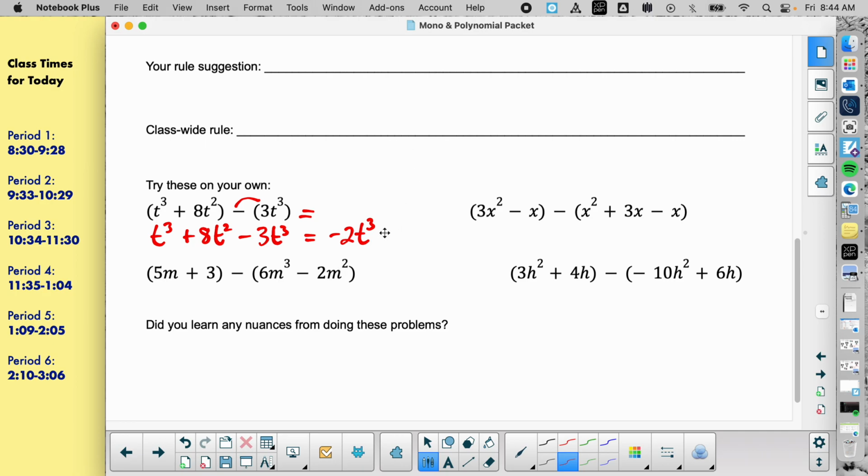Perfect. We actually don't do anything with it. There's nothing to combine it with. So I just rewrite it in the final answer. Done. All right, nice job, Zabi.